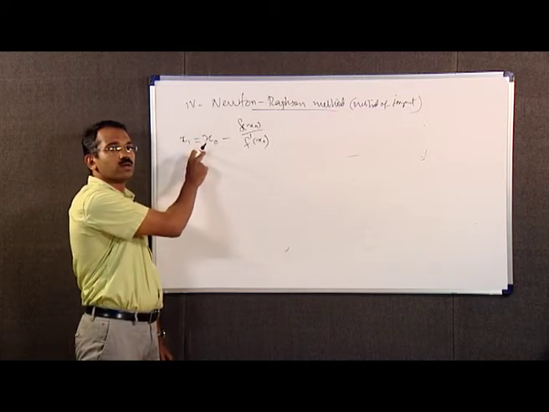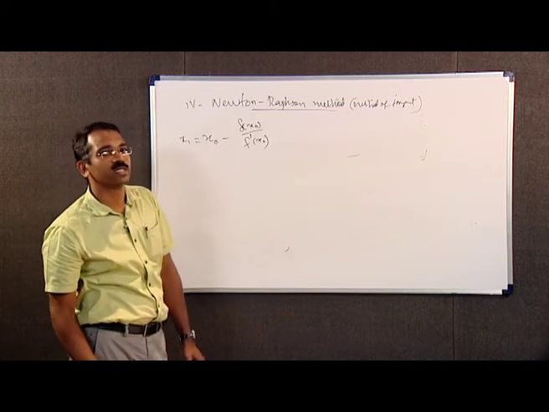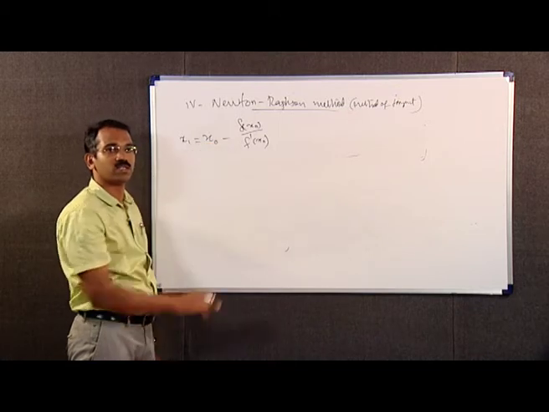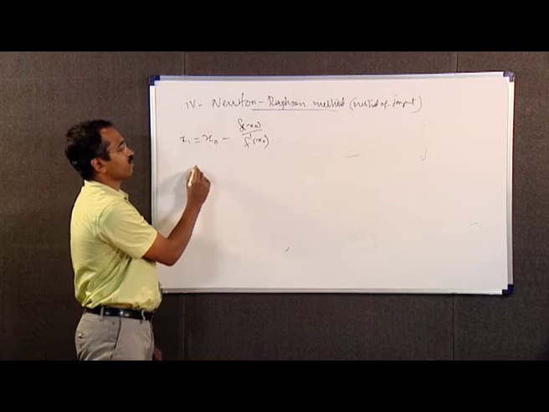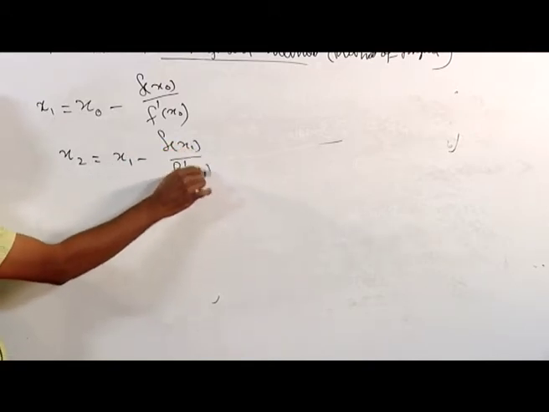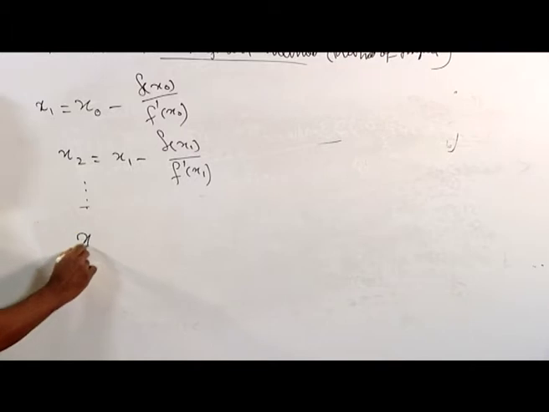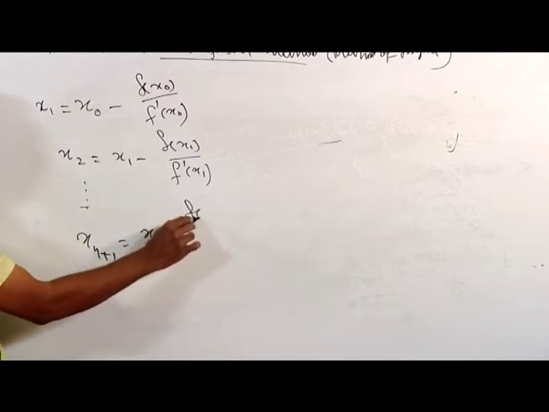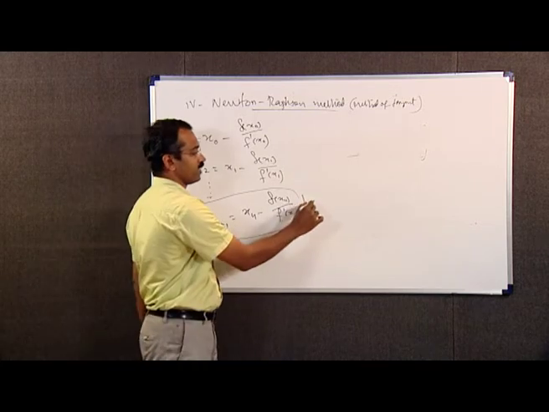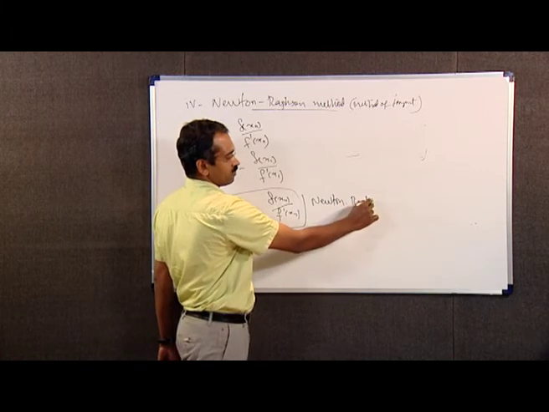Taking x1 as the approximate value of the exact root, a better approximation can be obtained by replacing x naught by x1. Instead of x naught, we use x1, and we get a better approximation of the actual root. That is, x2 is equal to x1 minus f of x1 divided by f dash of x1. We proceed in this manner. We get the general case as x n plus 1 is equal to x n minus f of x n divided by f dash at x n, which is the Newton-Raphson formula. This is the iterative formula used in the Newton-Raphson method.